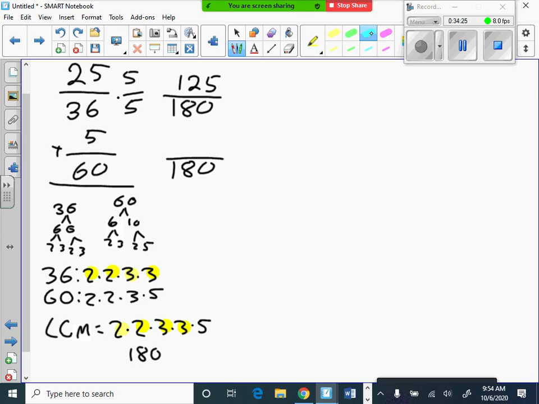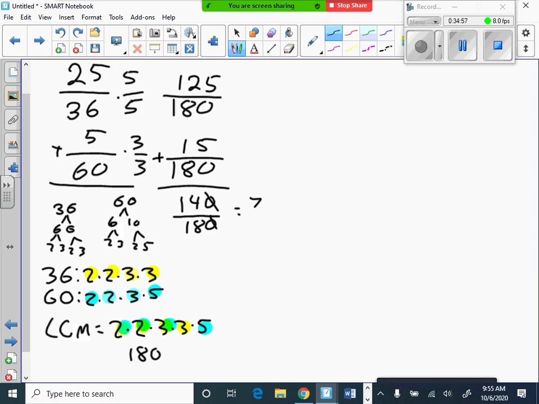Let's go with blue. 2, 2, 3, 5. 2, 2, 3, 5. What number is missing? 3. So I have to multiply this by 3 over 3, and I get 15. So 125 plus 15 is 140 over 180. Simplify. Cancel, cancel, because 10 goes in. 2 goes in, and I get 7 over 9. 7 over 9.